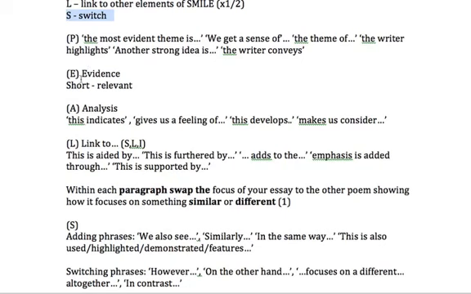With your evidence, you just pick out something short, pithy, relevant. You don't need to copy whole chunks or whole sections. Just get exactly what you're focusing on down, and the shorter the evidence you use, the better, because it's more obviously concise. Now in your analysis, you can open up your analysis after you put down the evidence by saying this indicates, this gives us a feeling of, this develops the idea, this makes us consider, and that's what you're talking about, the effect on the reader or why the writer has chosen something.